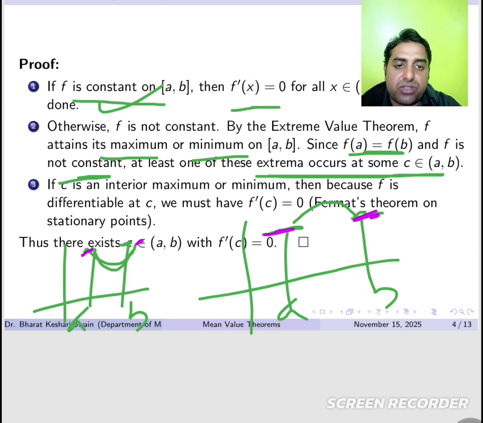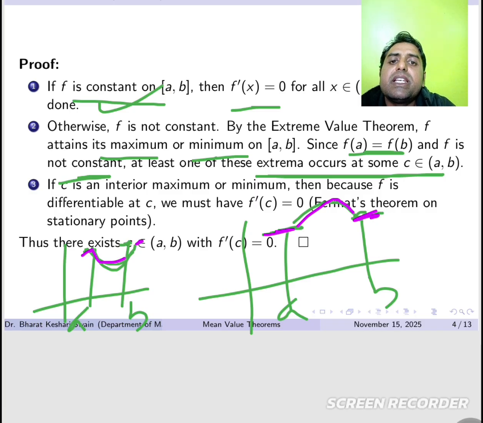And f is not constant. If f were constant, there would be a horizontal straight line, because all values are at the same height. But f is not constant, so at least one of these extrema occurs at some point c in (a, b). It may be a maximum, it may be a minimum.